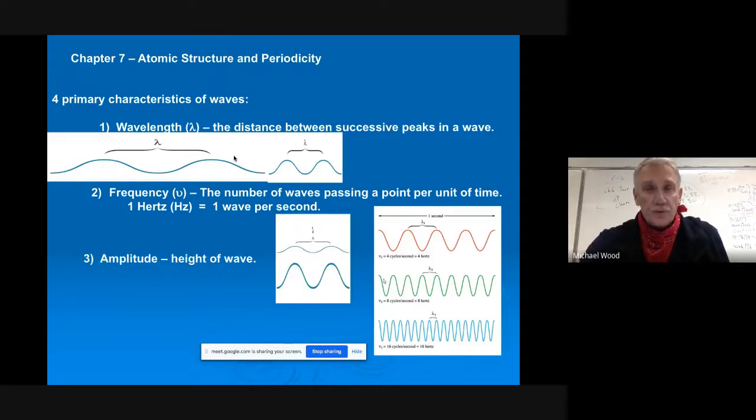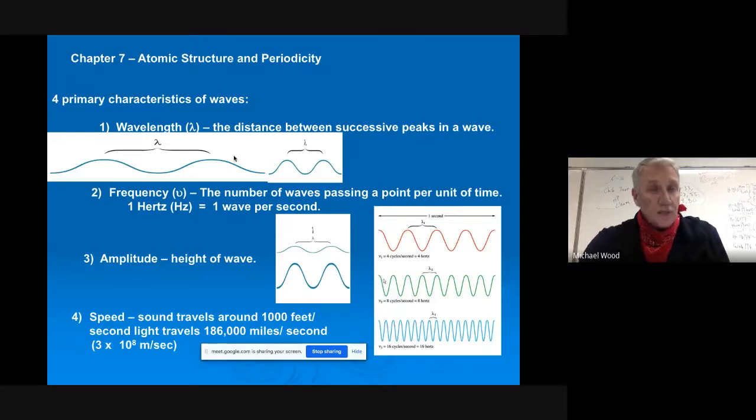And then amplitude is the height of the wave. And this is like when a really good song, you guys probably don't even listen to radios like I do, but if you listen to the radio and you're listening to a good song and you really like the song, you turn up the volume. Well, you're turning up the amplitude, the height of the wave when you do that. Okay, and then the speed.